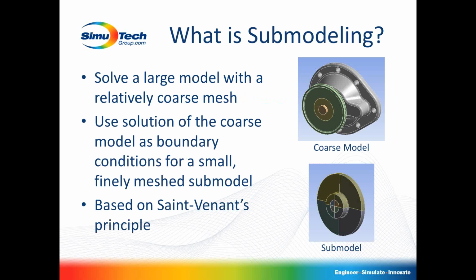Submodeling is a technique that uses the displacement solution of a larger, relatively coarse model as the boundary conditions for a smaller, finely meshed model. This technique is based on Saint-Venant's principle, which I will discuss in a little more detail later. In the example on the right, the top model is the coarse model, and the bottom model is the submodel. The submodel is formed by cutting a small region of interest out of the coarse model.